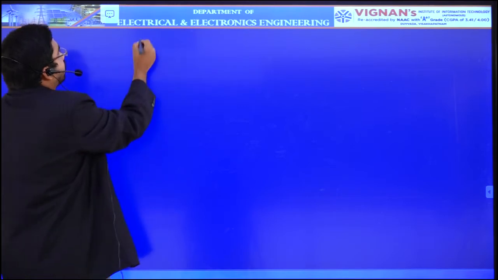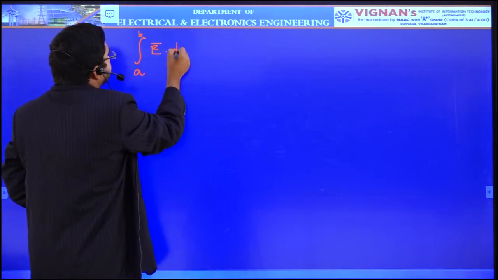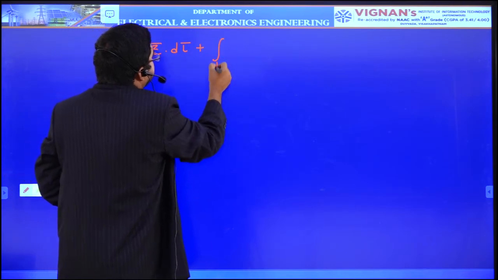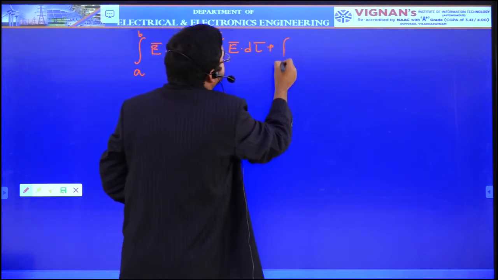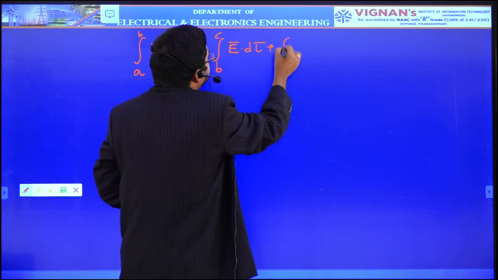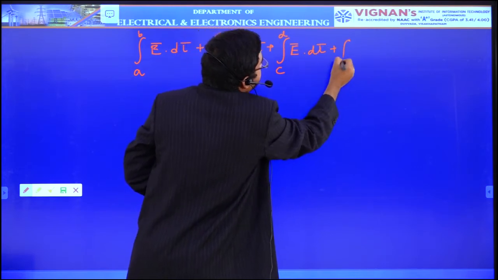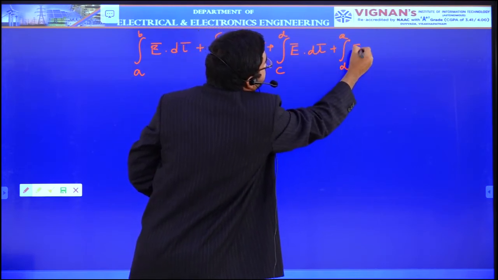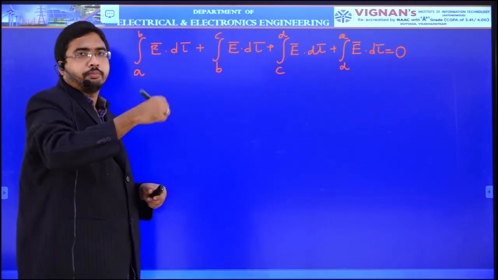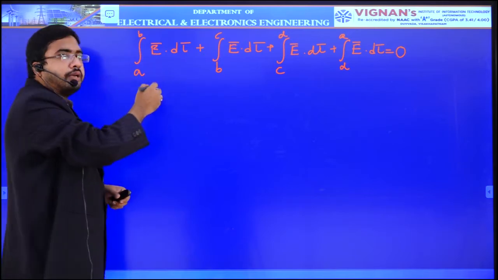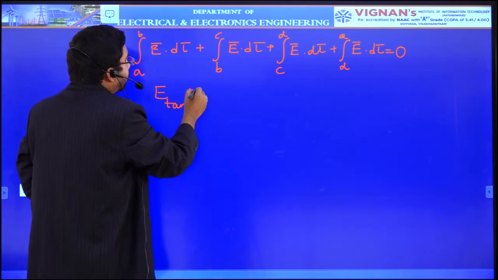So integral A to B E bar dot dl bar plus integral B to C E bar dot dl bar plus integral C to D E bar dot dl bar plus integral D to A E bar dot dl bar. The sum of all these is equal to 0 for a closed path. Now what is the A to B value that you have got? That is E tan into delta W.